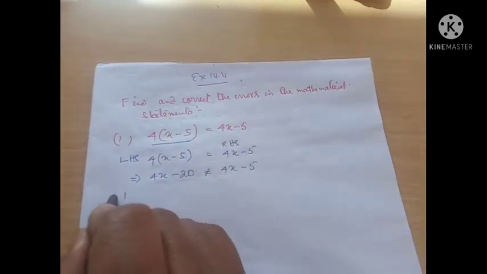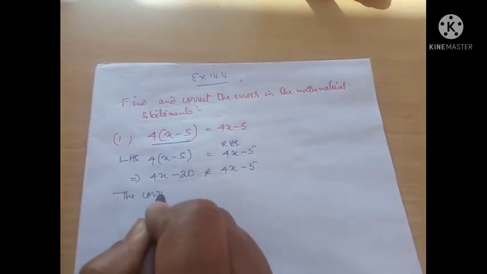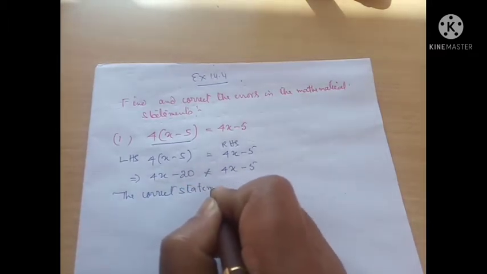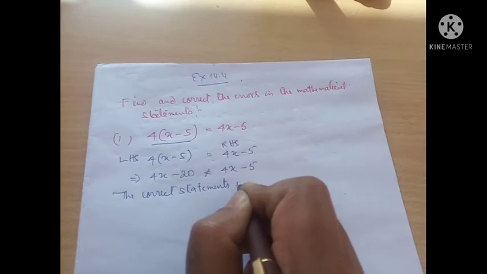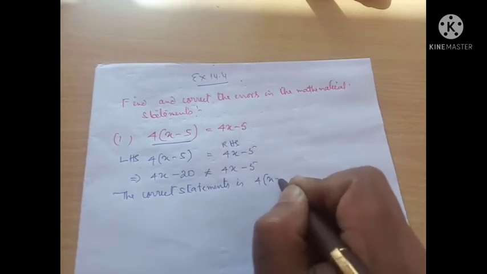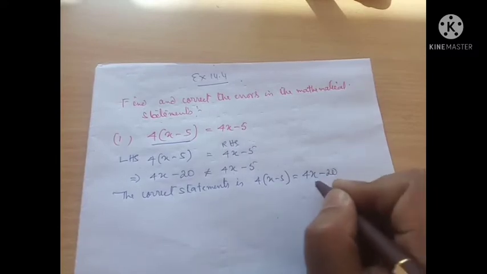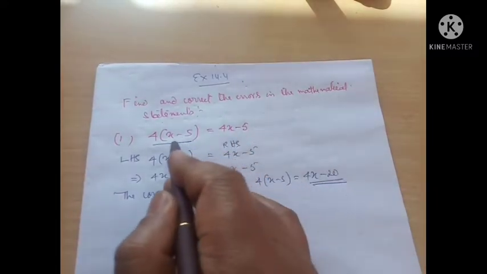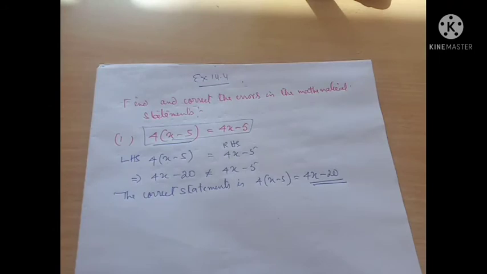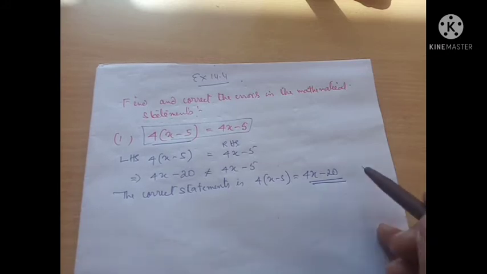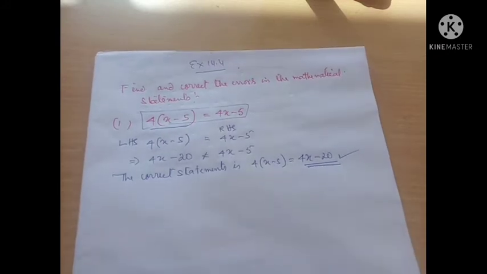So the correct statement will be 4x minus 5 is equal to 4x minus 20. If this statement is an error, we have the error in this statement because the left hand side and right hand side are not equal. So we have to find the answer and give the correct statement. This will be the correct statement.